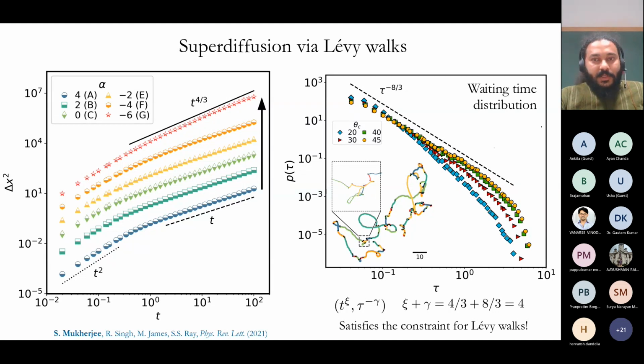And this is robust. Most importantly, the 4/3 from the anomalous diffusion and the 8/3 together satisfy a constraint from Levy-walk theory. So we can confidently say that, yes, the anomalous diffusion is coming from Levy walks.